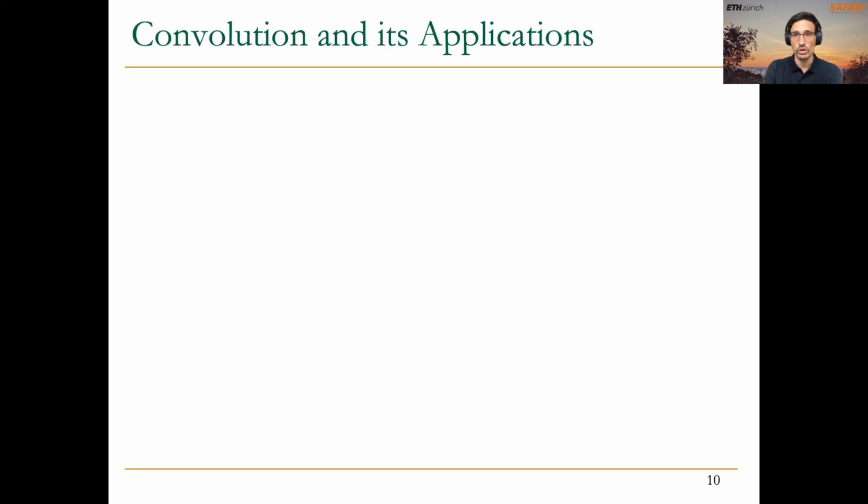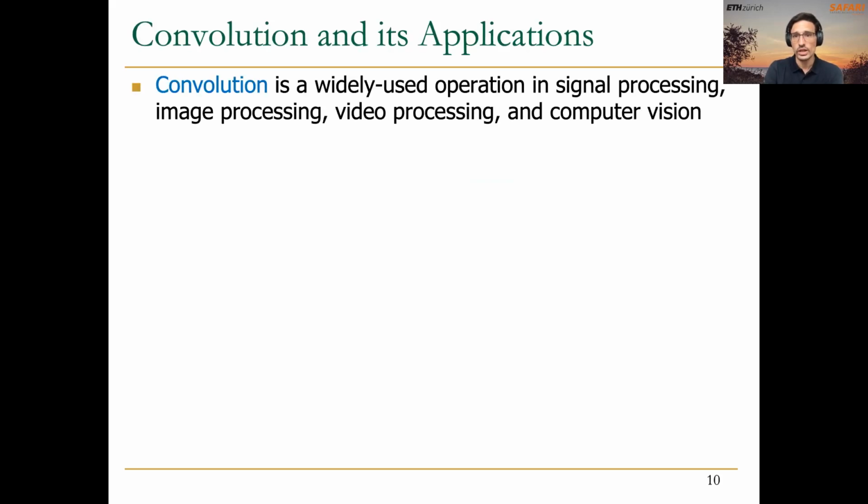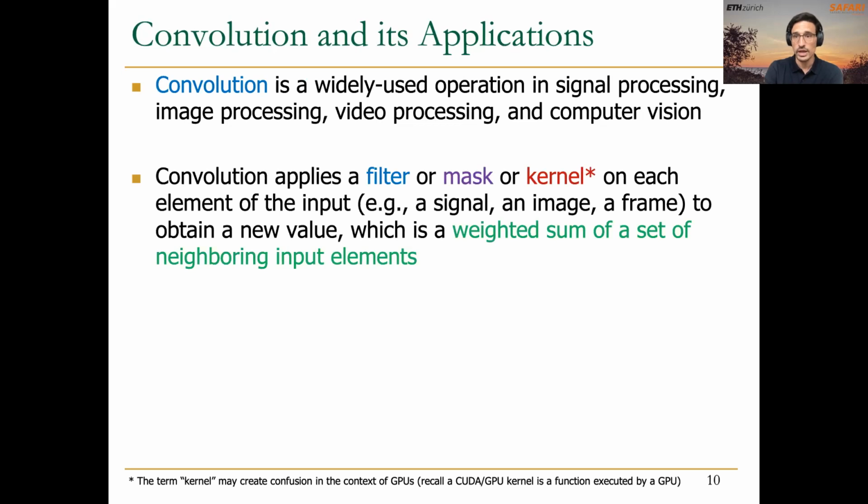Let's start by defining what convolution is and what its applications are. Convolution is a widely used operation in signal processing, image processing, video processing, and computer vision. Convolution essentially applies a filter, or a mask, or a kernel on each element of the input in order to obtain a new value, the corresponding element of the output, which is a weighted sum of the set of neighboring input elements.